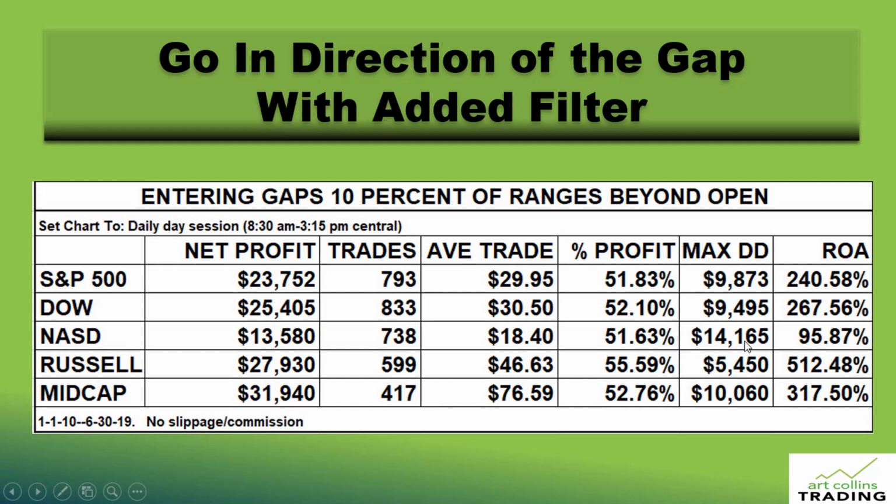All of the drawdowns are lower, more bearable. All of the return on accounts are higher. And did I mention all of the percent profits are higher? So this is pretty unusual. And we did manage to turn that losing NASDAQ result into a winner. So the filter's a good one.